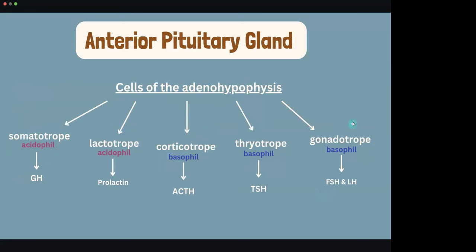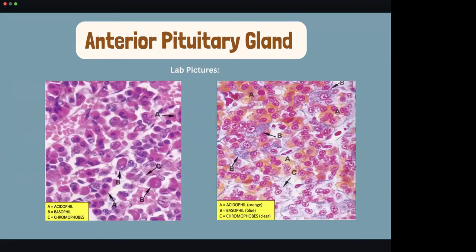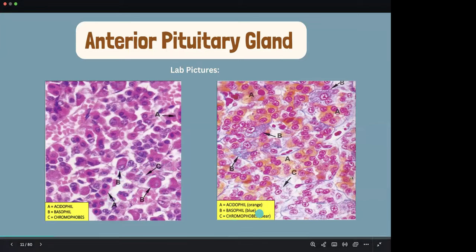So how would this come as a question in the exam? So, before we get into that, the lab pictures, these are from the lab manual. You could see that the acidophils are more reddish and more like red stained, and then the basophils are blue, and then the chromophobes, which are lightly stained. And here's also another picture with the labeling.